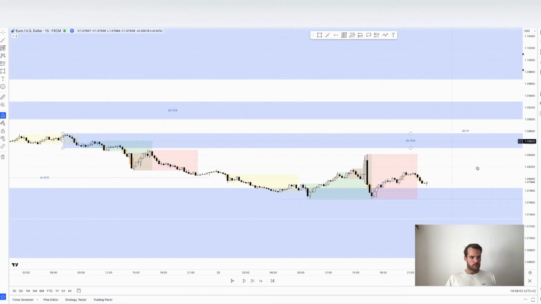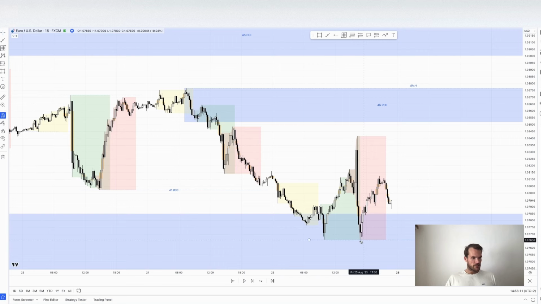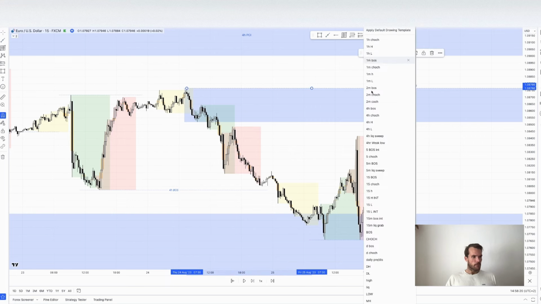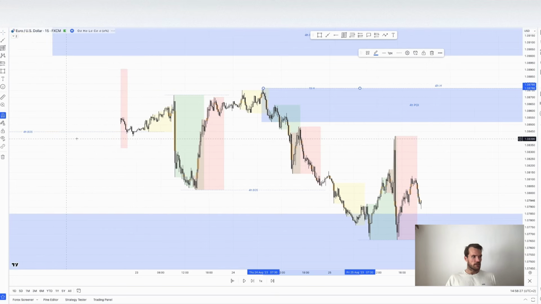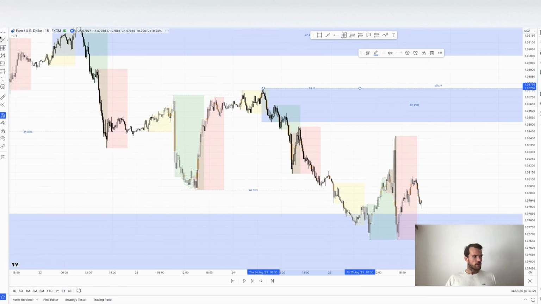Keep it pretty simple. We had just a wick sweep of the low, so it hasn't changed anything with my 15-minute structure. So this was a 15-minute high still. I know it's the same as a 4-hour high, but that just happens when we get extended push downs like this. This is the last 15-minute break of structure here with a body break.